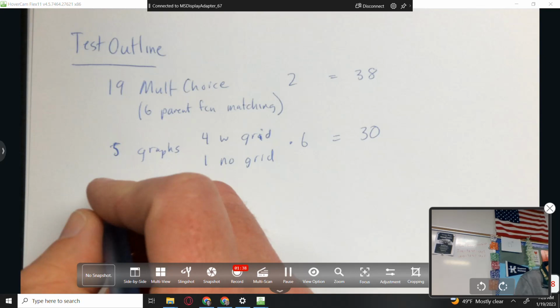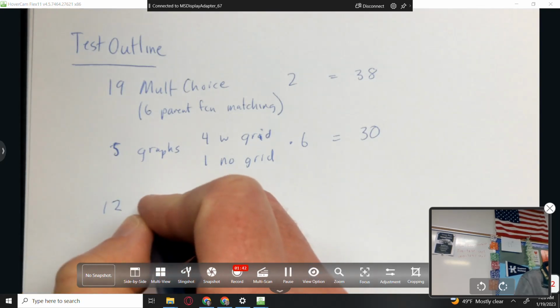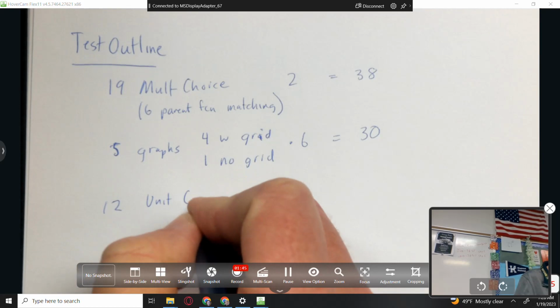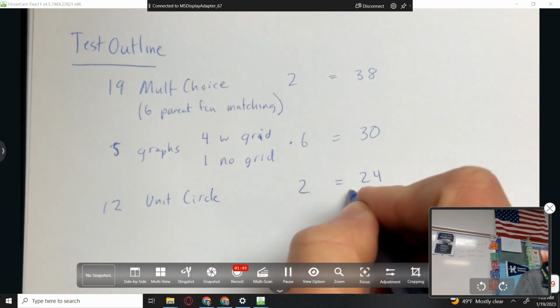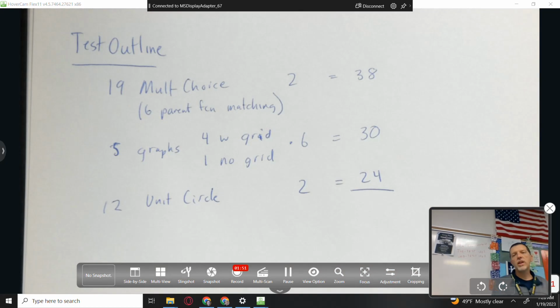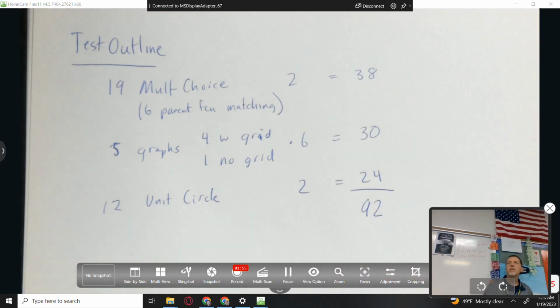And then lastly, there are 12 unit circle questions, times 2 each makes 24. And if you add all that up, it only comes to 92. So free 8 points for putting your name on the test, showing up, and just being great people all around.